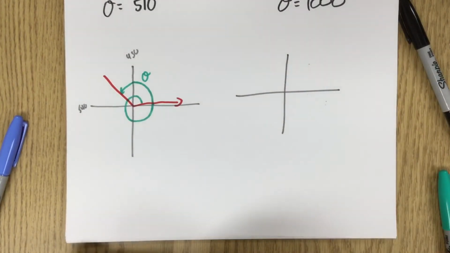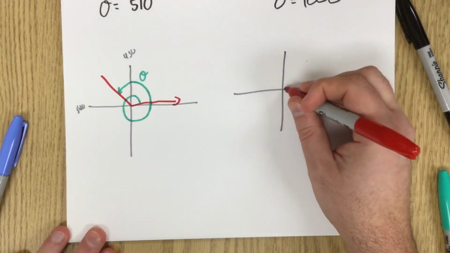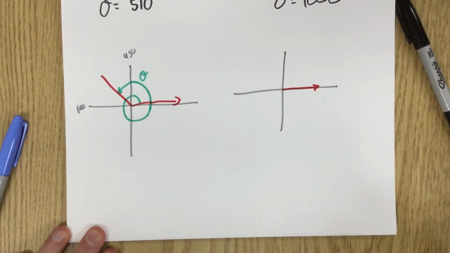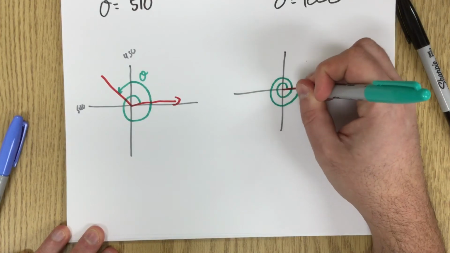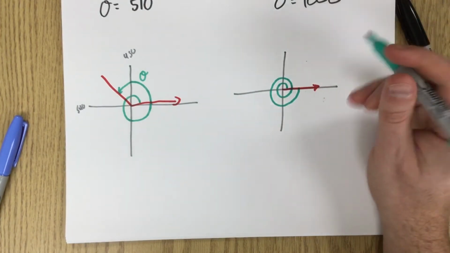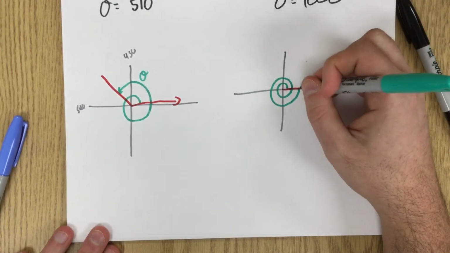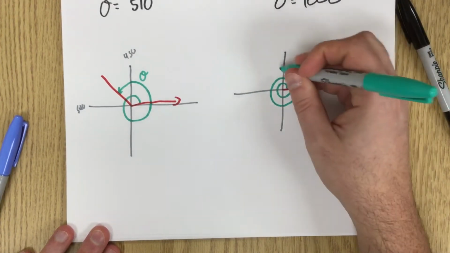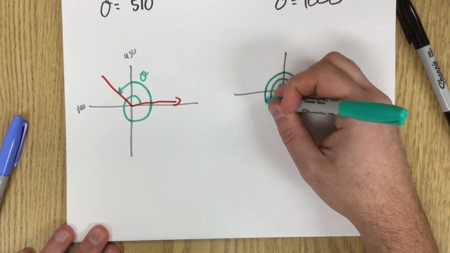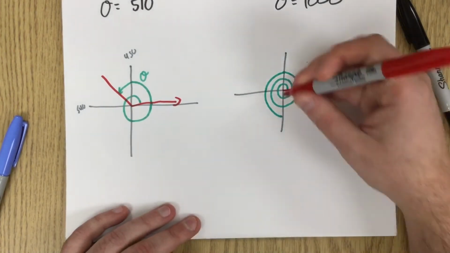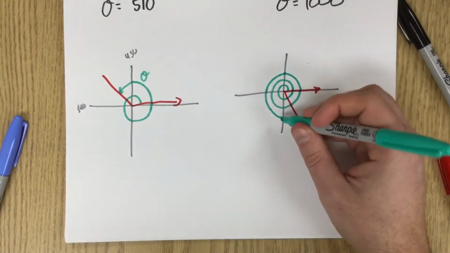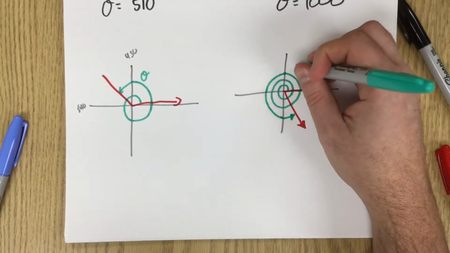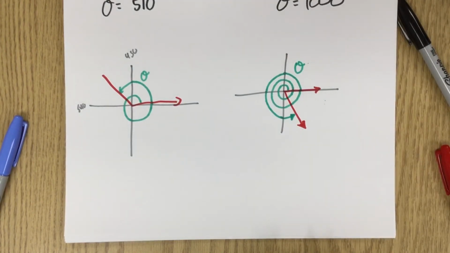1,000 degrees would, of course, be even bigger. Let's start there. So we go around once, that's 360. Go around a second time, that's another 360, so 720. Then 810, 900, 990, and we end up over here. And that's an angle of 1,000 degrees.